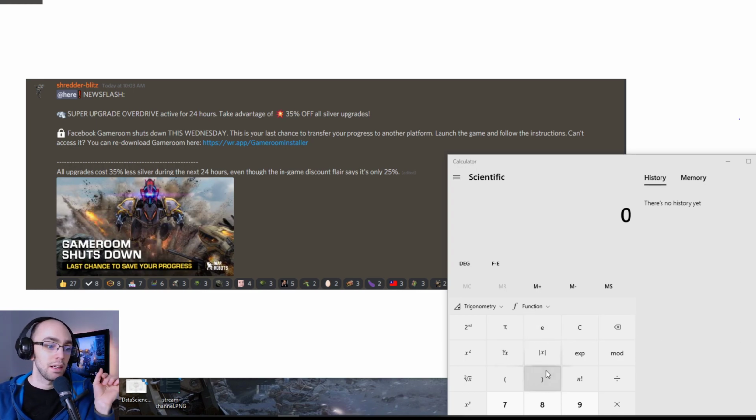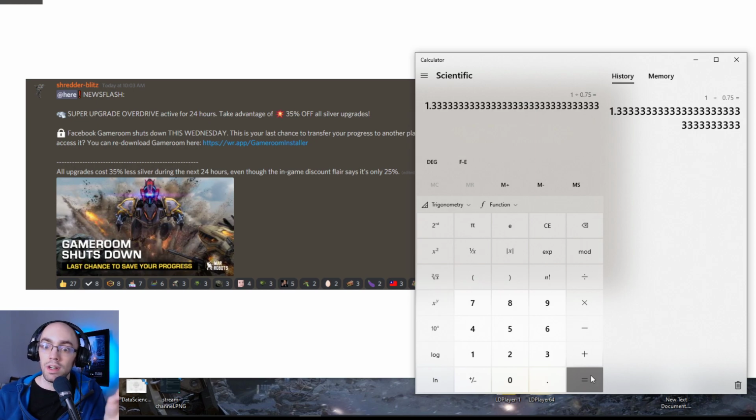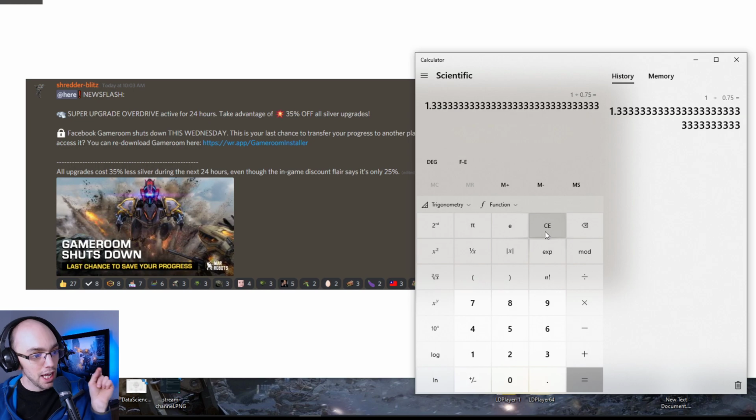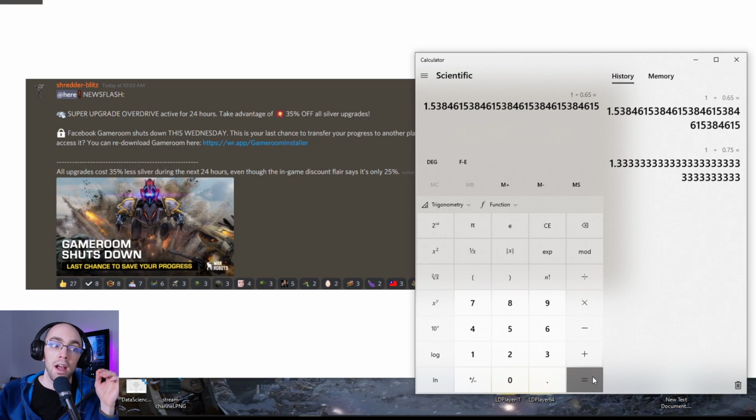But let's talk about this super upgrade overdrive. Normally, upgrade overdrive is normal upgrades divided by 0.75 because it's minus 25%. Your silver gives you 33% more, but today, and today only, but we might see this again in some other very timely situation, it's 1 divided by 0.65, which means you're getting 53.8% more value for any silver you spend today, and that actually goes for, I haven't checked this, but normally that goes for Mark IIing weapons as well.